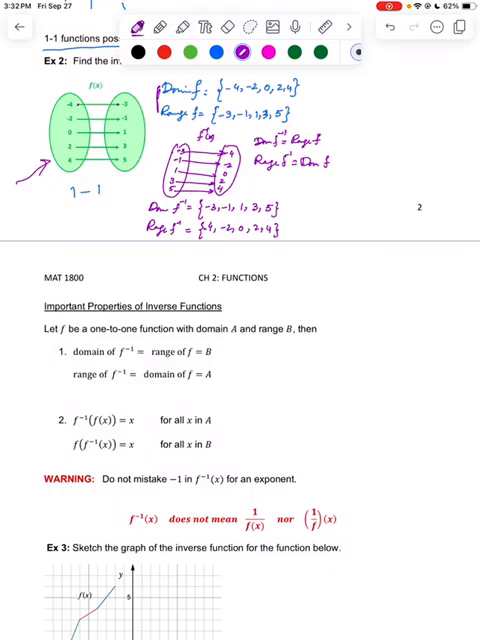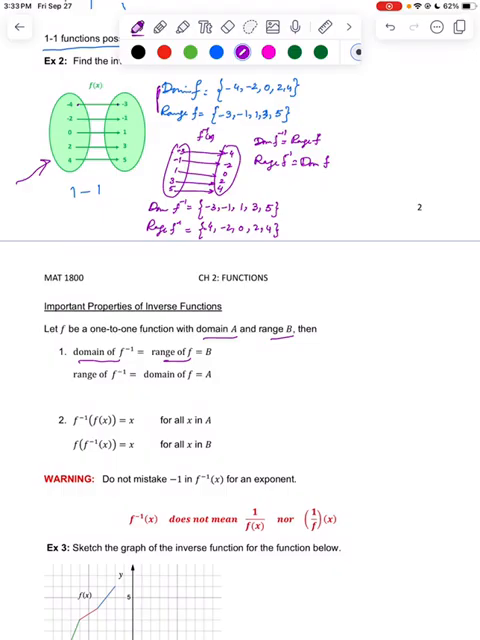So now we have some important properties of inverse functions, and the first is the same thing I just explained: the domain of f inverse is the same thing as the range of f. So if f is a one-to-one function with domain set A and range set B, then the domain of f inverse will be the range of f, which is B, and the range of f inverse will be the domain of f, which is A.